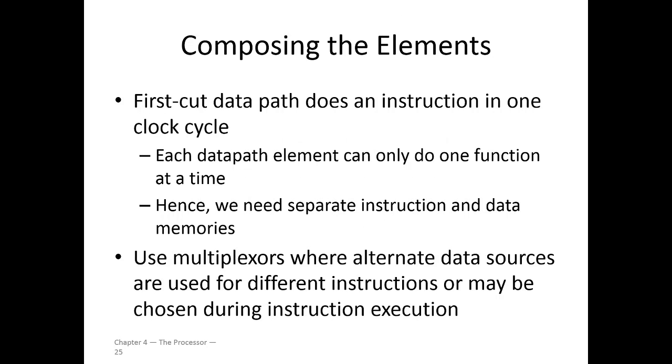I already talked about those. The first-cut data path presumes we do one instruction in one clock cycle. That means no pipelining. In Part 2, we're going to go over pipelining and pull back the curtains to show what's really there behind all of this, and bring this picture to completion. But in the basics, we're going to have separate instruction and data memories, and each data path in this big picture will only do one function at any instance of time.